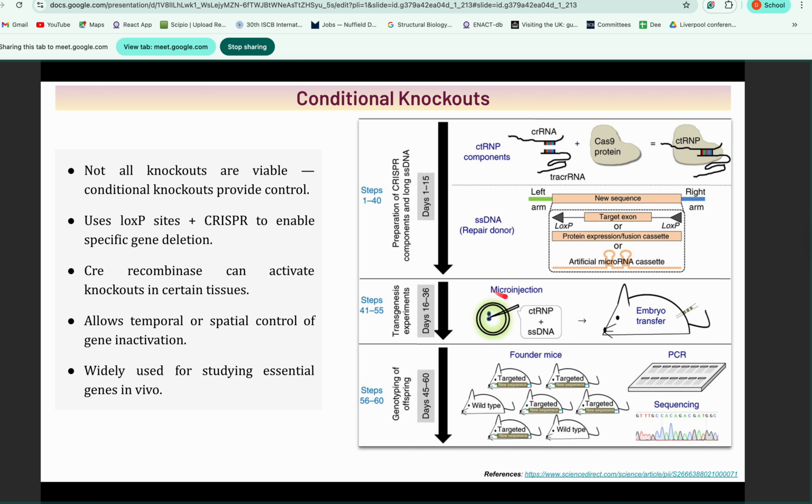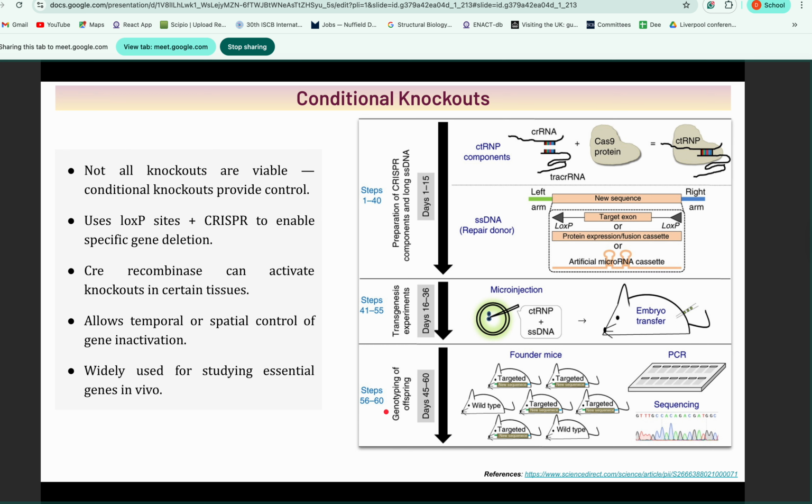In this case, what they have done is the microinjection of the crRNP complex along with the single-stranded DNA, which is the repair donor. So this is my repair donor, which has been incorporated. With the microinjection, we can directly enter these components into the cell. Embryo transfer has taken place into the rat because we are studying it in vivo.